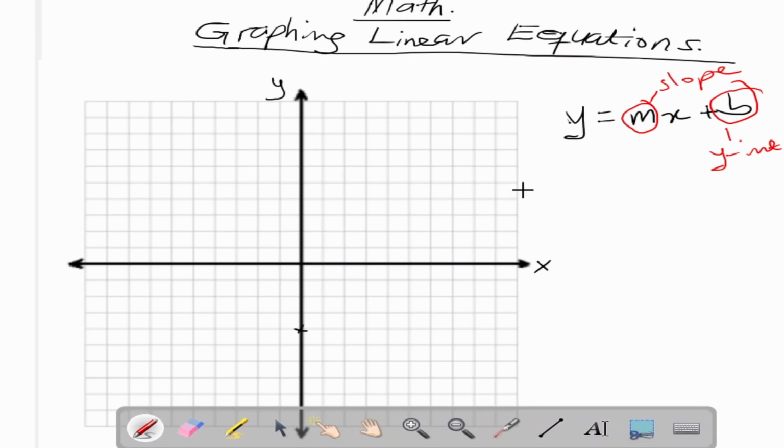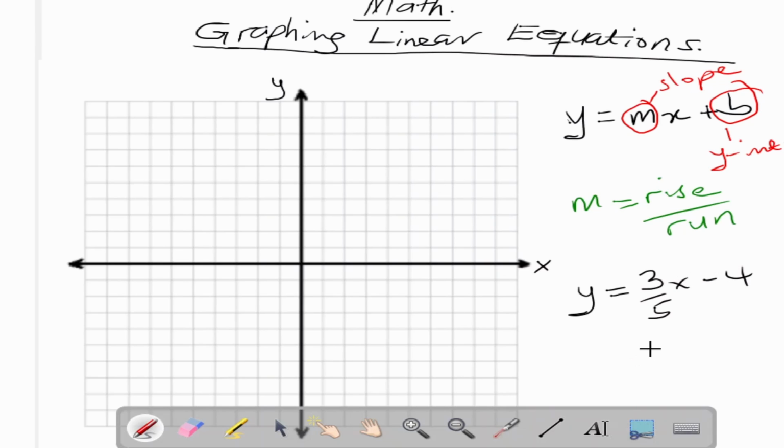and m means rise over run. Rise is simply movement along the y-axis, and then run is movement along the x-axis. For example, we want to plot a graph of the line y equals 3/5 x minus 4.